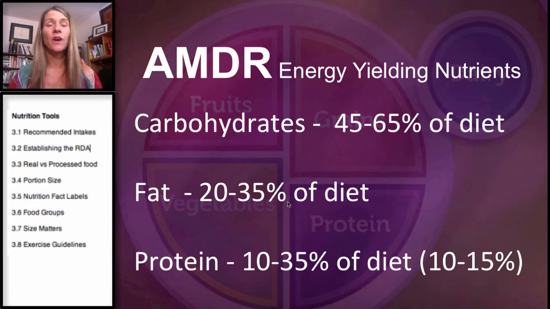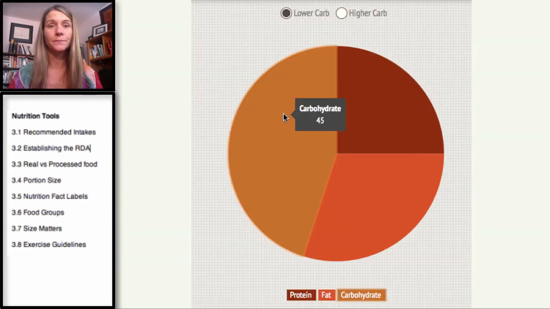And remember, these are your macronutrients, your energy yielding nutrients. These are the nutrients that give you energy, and the only nutrients that give you energy. Alcohol does contribute energy, but we don't consider alcohol a nutrient. Remember, vitamins and minerals do not give us energy. Those are our micronutrients.